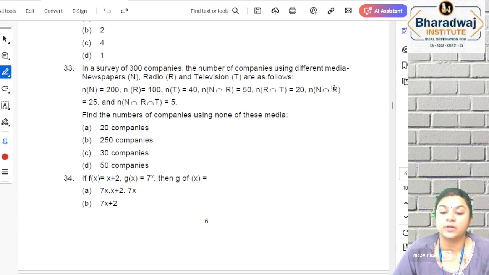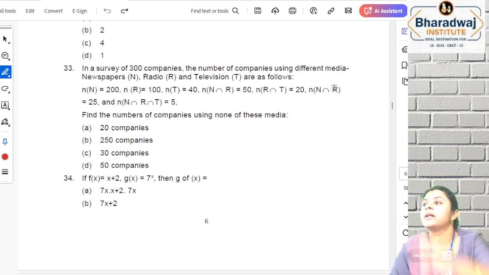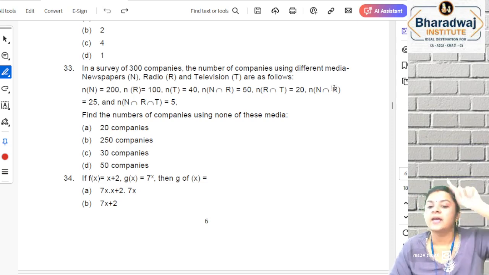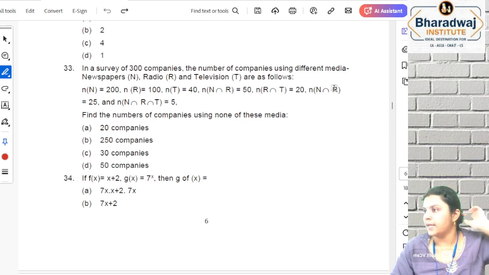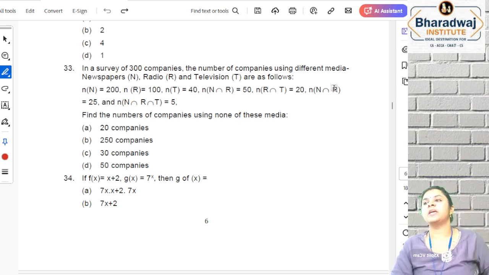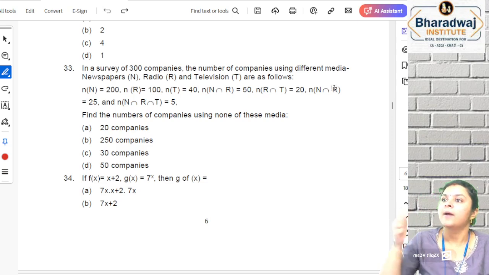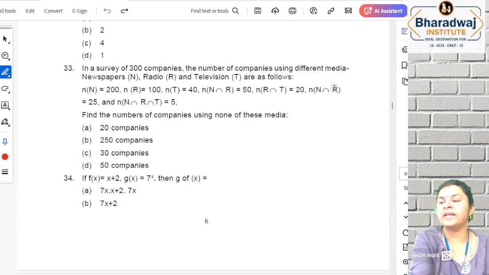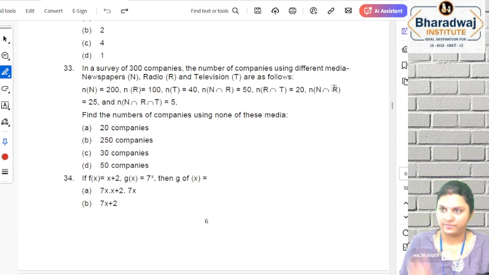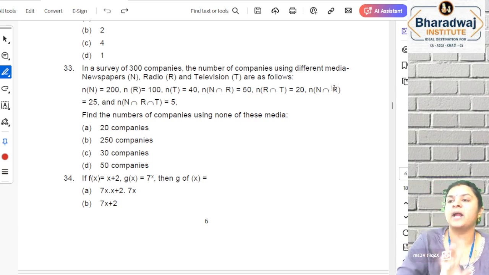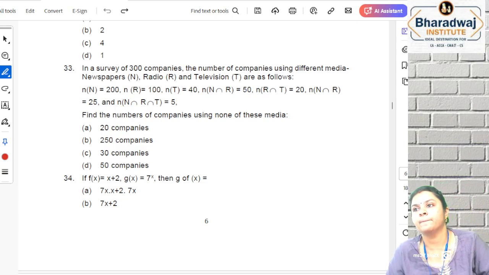None of these means what? Total minus 300 minus A union B union C. Formula for A union B union C, we know. A plus B plus C minus A intersection B minus A intersection C minus B intersection C plus A intersection B intersection C. All details are there. You have to just find the value of the union, then subtract it from the total 300. Yes? Next.